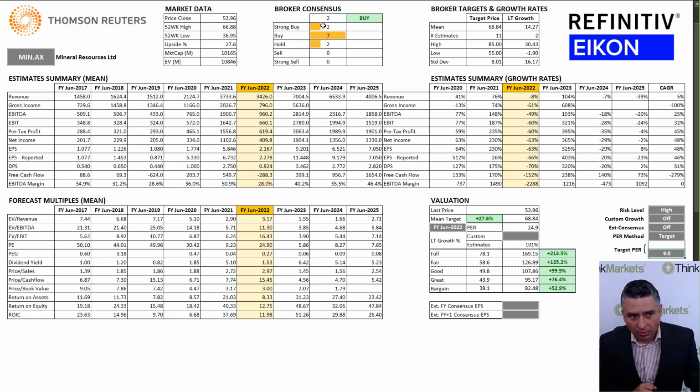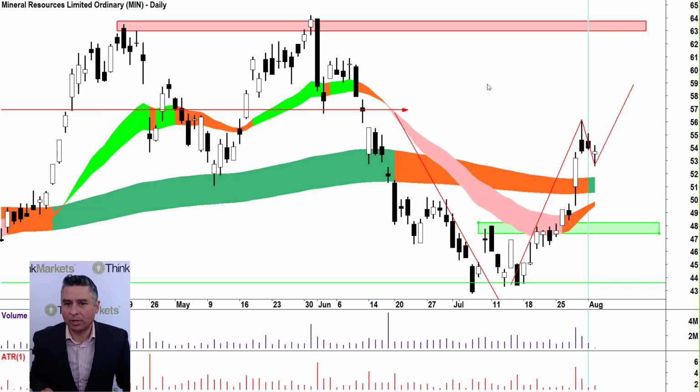The brokers like it: 2 strong buys, 7 buys, and 2 holds, and the price target is 27% above where it is. So if it's worth anything to you on those metrics, it looks quite cheap. Mineral Resources. Next one, I might just skip that one.